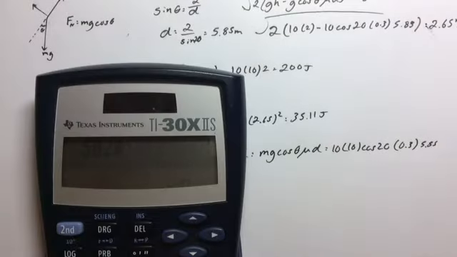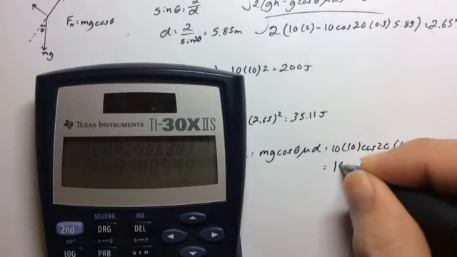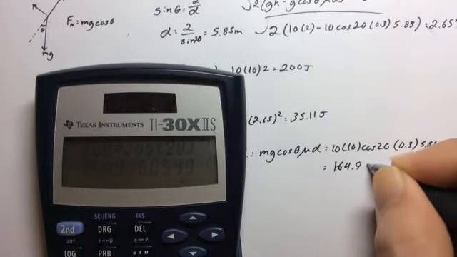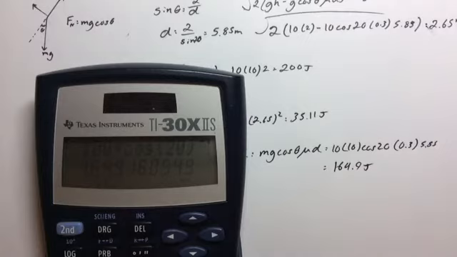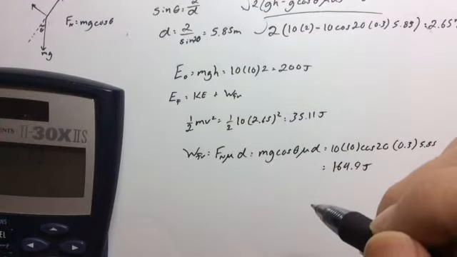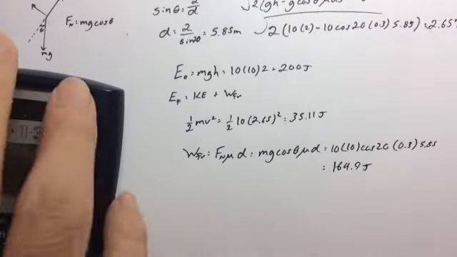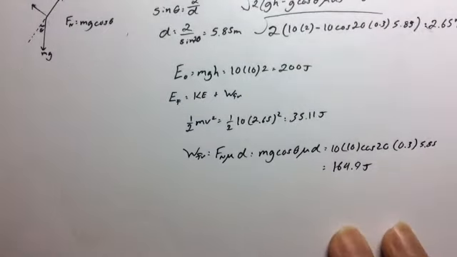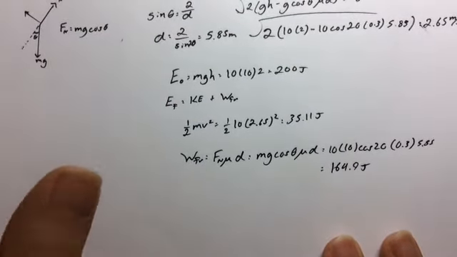And so we got 100 times cosine of 20 times 0.3 times 5.85, and that's going to give me 164.9 joules. And that is pretty good because 164.9 plus 35.11 gives me about 200. So the energy in the end is equal to the energy in the beginning. And that's the proof. So that's the law of conservation of energy. Energy in the beginning is equal to energy at the end.